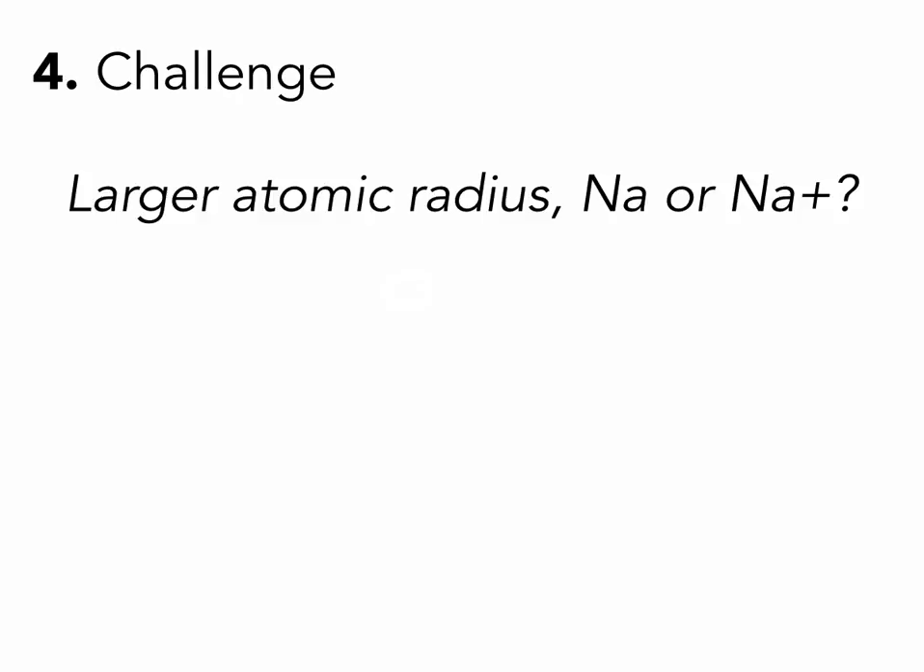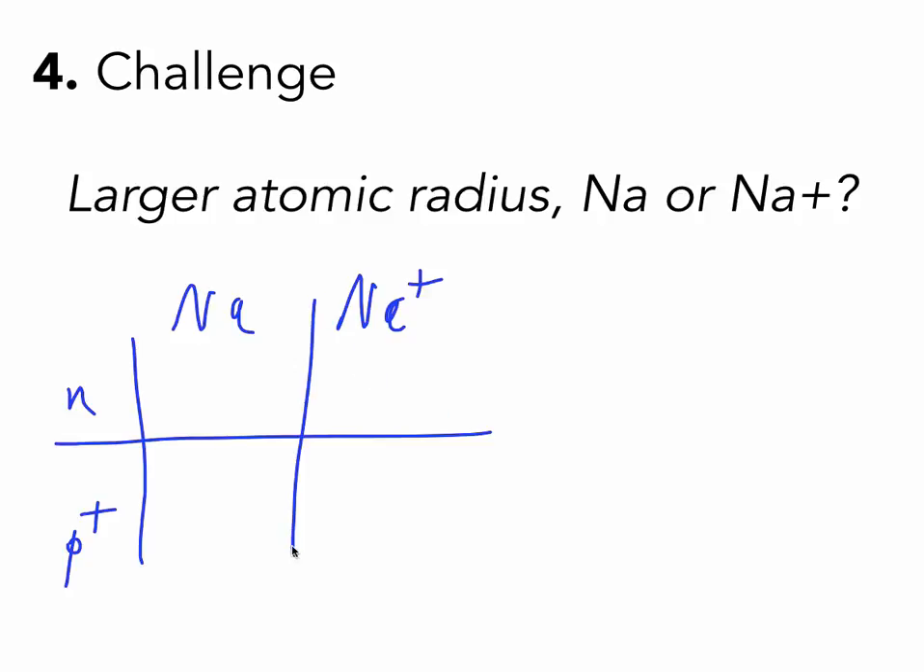Okay. So here's a challenge for you. Who has a larger atomic radius, sodium or the ion sodium? I want you to press pause, figure it out, press play, and I'll give you the answer. So in this case, you have sodium or the sodium ion. So let's go ahead and give the energy levels and the protons. Now they're both sodium, so they both have electrons and n equals 3. And they're both sodium, so they both have the exact same atomic number.